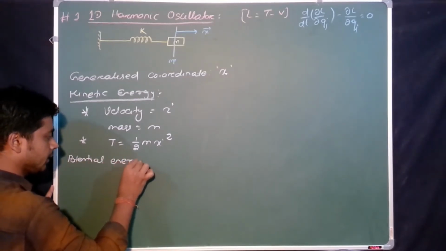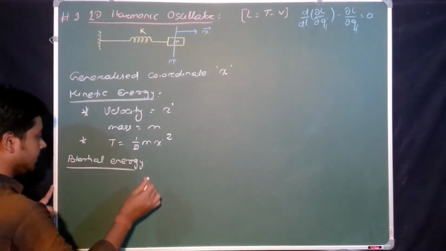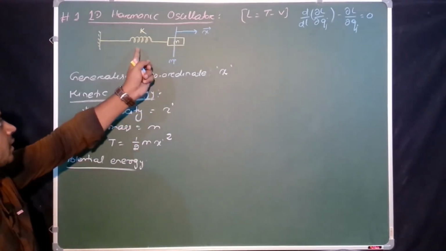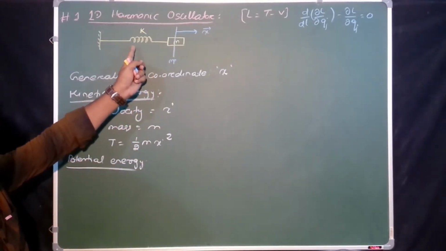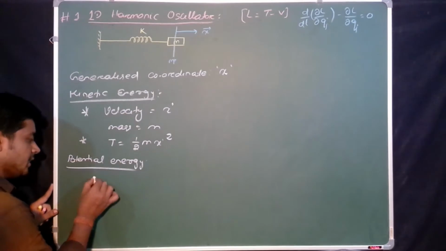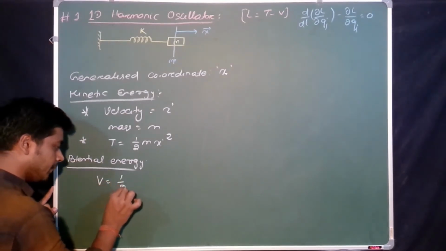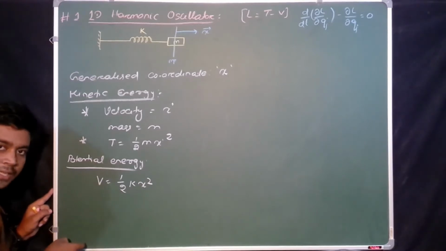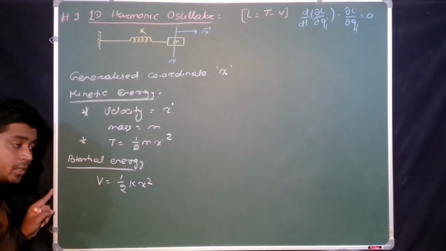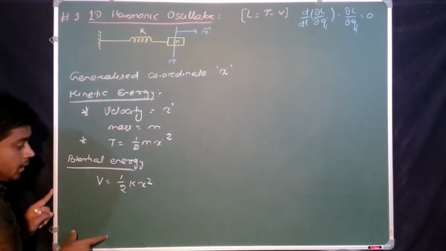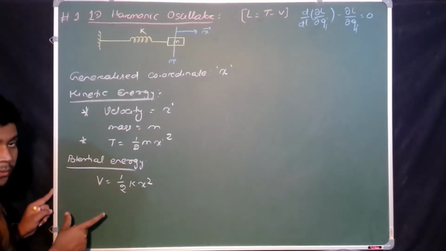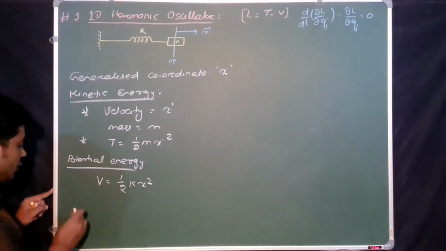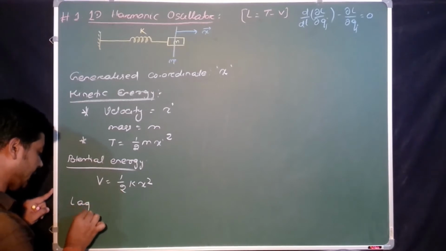Okay. This system is based upon the elastic potential. Yes or no? We know elastic potential energy is V equal to half k x square. This is the elastic potential energy. In the construction of Lagrangian equation, we already studied this. In the description box, you can get this. Okay. Then we have to construct the Lagrangian.